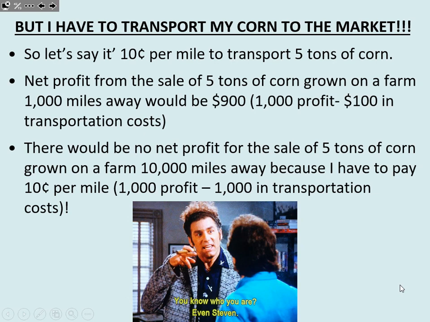Now, if you want to get really next level, what if the price of corn dropped? How far could I then transport? If the price of corn dropped to, I don't know, $150 per metric ton, now I have to rerun different calculations. What if it went up to $250 per metric ton? Now I could transport it further and still make a profit.